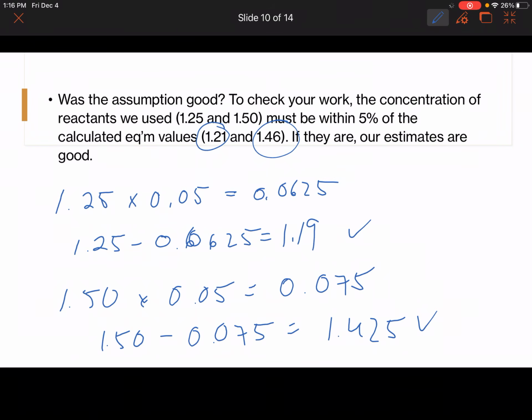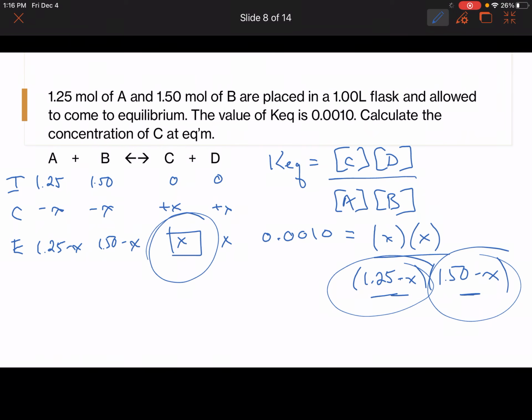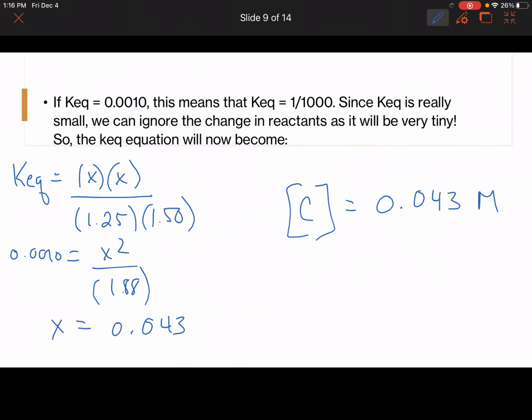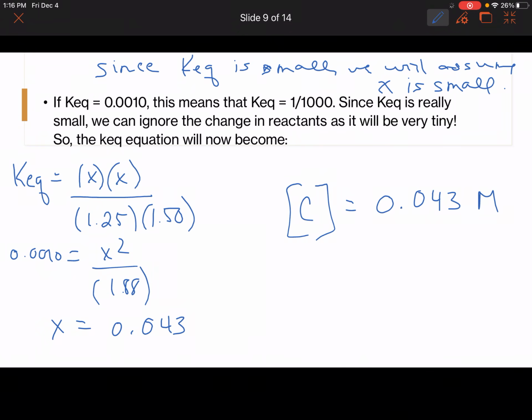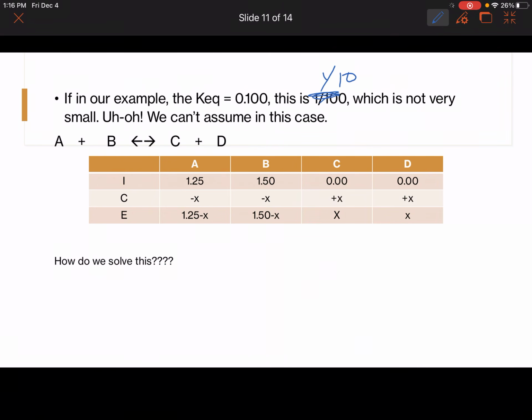Oh, I should actually put this in here. When you do this, you need to actually say, since KEQ is small, we will assume X is small. Okay, so make sure you put that into your problems. That would just be correct problem solving. Anytime you would do something like that in math, you would have to make sure people are able to follow it, so you want to state that clearly. Anyways, okay, so in this case, it's not small, okay?